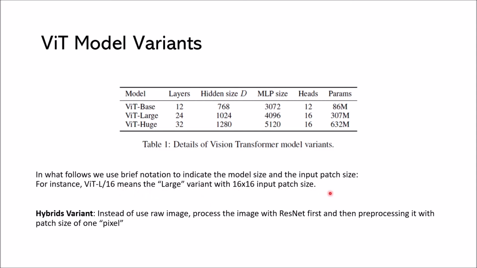Also next, in the experiment, they have a hybrid variant. So instead of using the raw image, they process the image with the ResNet first, and then pre-process it with a patch size of 1 pixel on the output of the ResNet. And this is interesting also. We will see the result in the experiment.